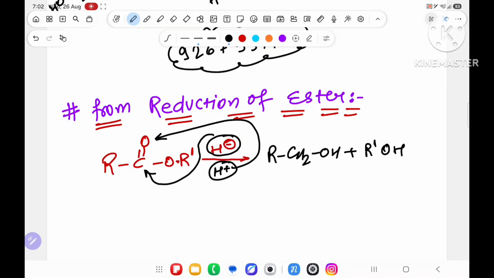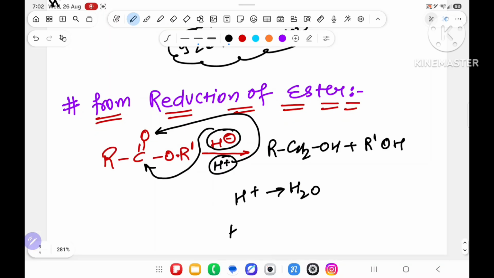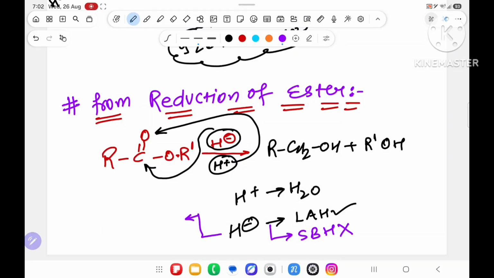From where is H plus coming, sir? From H2O, no doubt. H minus, sir, what is the source? You have just written LAH. Yes, it is there. Second, you have written NaBH4. Sir, it is not there because it is only applicable for aldehyde, ketone and acid halide. So this will not give. Next, you have written that H minus will come from double H. Double H has only one hydrogen. So what is coming? So it is also not there.